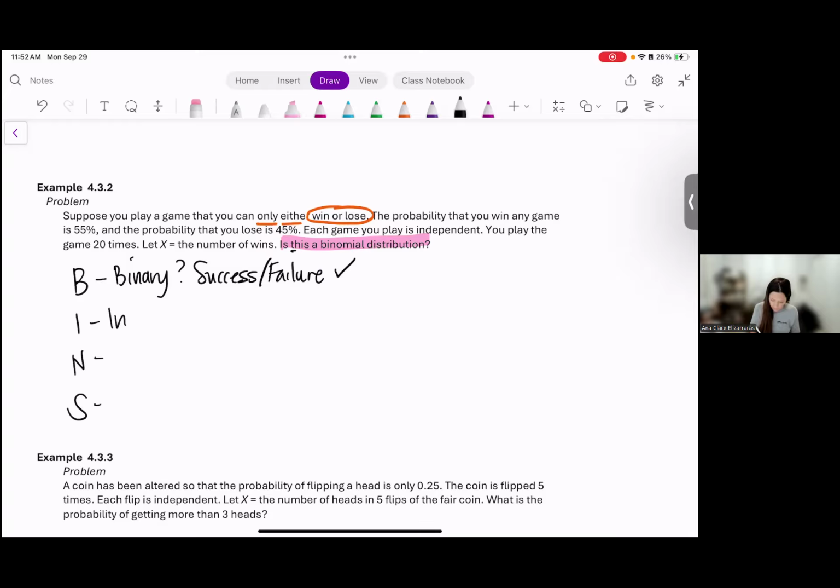I stands for independent. Whether you win or lose one time does not impact the game the next time. In this situation, I was told each game you play is independent. So yes, one game does not impact another. N is a number of trials is fixed.